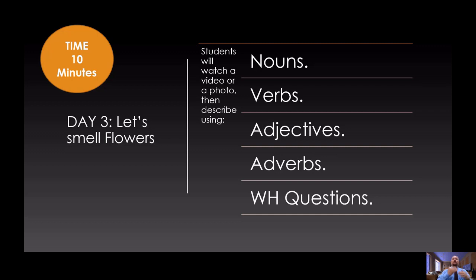Verbs groups will describe the photo using their verbs list. Adjectives group will describe the photo or the video using the adjectives list. Adverbs too. Also, the WH question group will ask questions, but not from the same list, adding to their list. So they prepare some questions about the video or about the photo. Now, all the groups are working at one time, but on different work. And this is what we call multitasking. And the time is only 10 minutes for all of them. It will be enough time to do that, so don't worry about that. Okay, perfect. This is day 3.